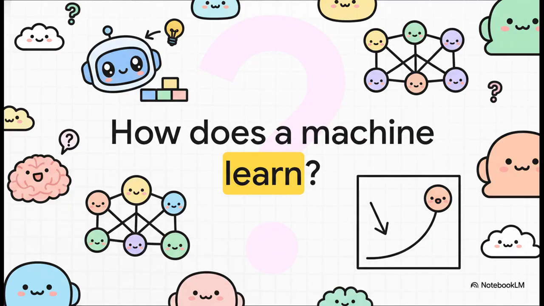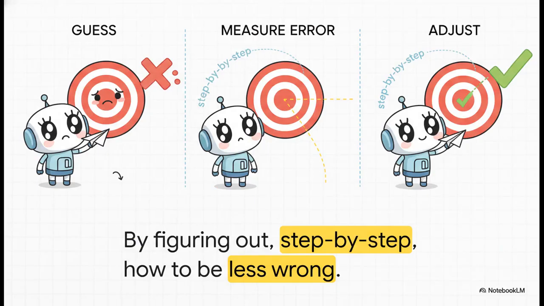We throw the term machine learning around constantly, right? But what does it actually mean for a machine to learn? How does it go from being a blank slate to making these incredibly complex predictions? And the answer is actually kind of simple, but it is so powerful.